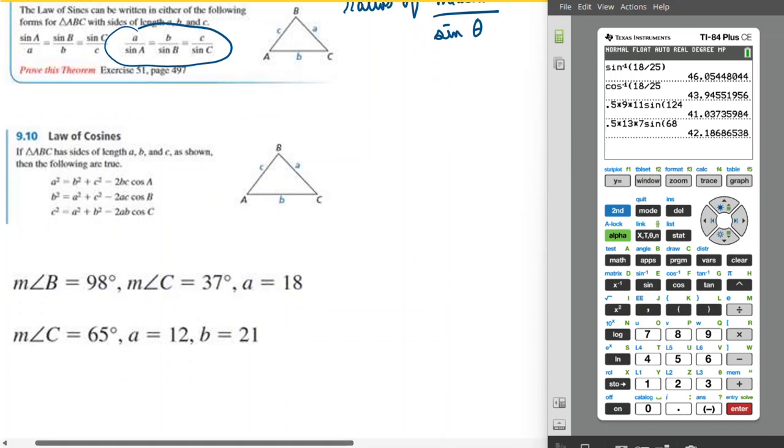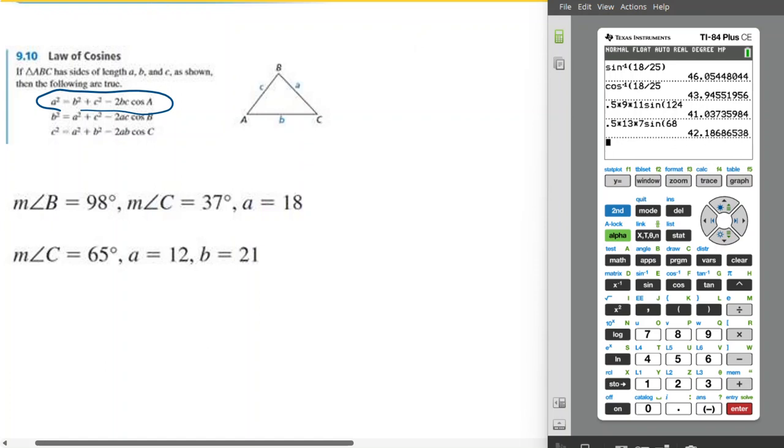The law of cosines is a little more mathematics. It has the angle, and the opposite side of that angle is what you're solving for. And it's equal to the square of the other two sides added, minus twice their product times the cosine of that angle. So let's look at this one right here.